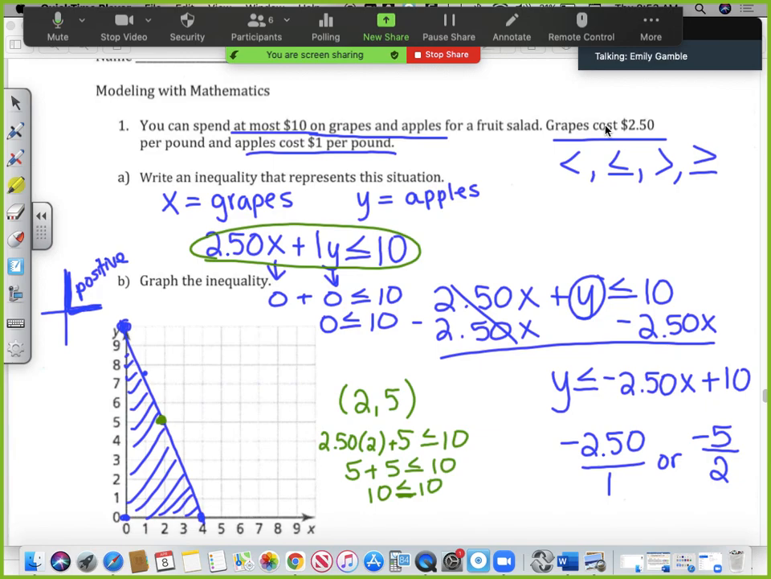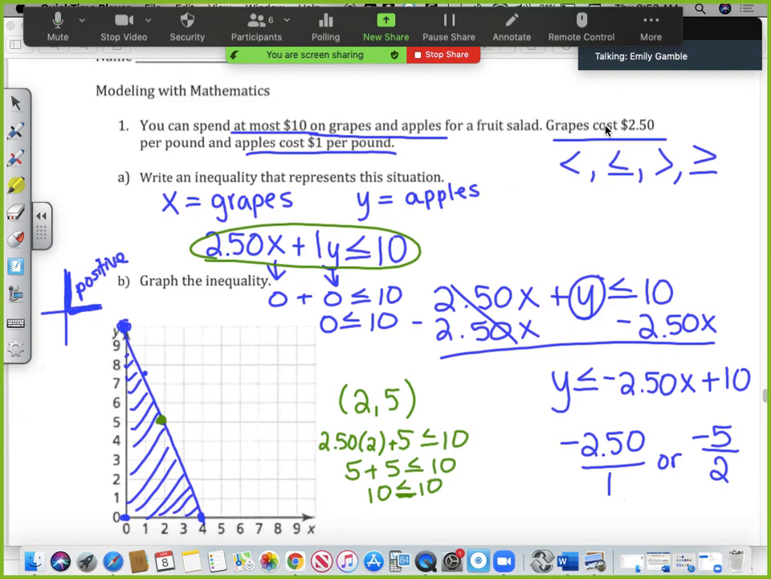So what does this ordered pair mean according to the problem? Remember, x represents pounds of grapes and y represents pounds of apples. What does 2, 5 represent? Anyone? So in this situation, Molly? Exactly. So you can get 2 pounds of grapes and 5 pounds of apples and still spend less than or equal to $10. This is actually going to be equal to exactly $10, but that will work.